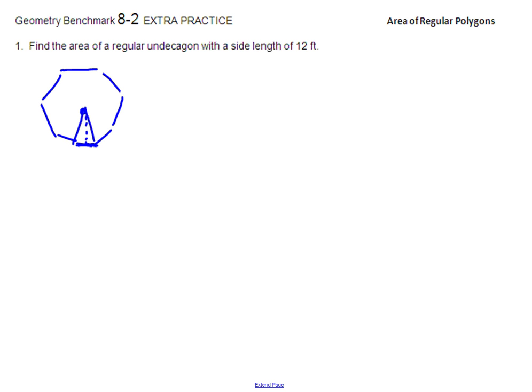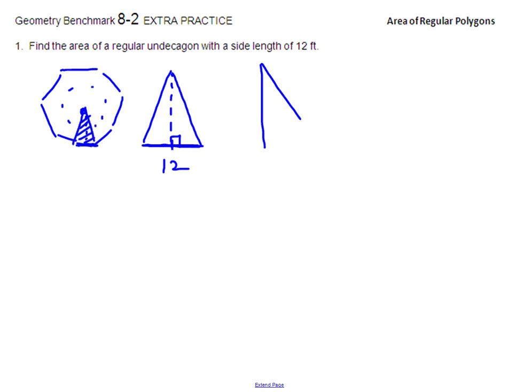If we know the height and the base, we could figure out the area of this piece and then multiply it times 11 of those triangles inside of there. So if I just draw a bigger version of that, and the information we have is 12 feet for the side length, well, that makes this the 12 down here. So we can break this into a little triangle and make that 6.